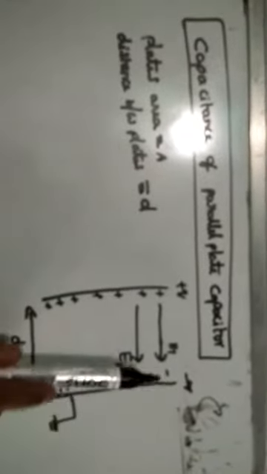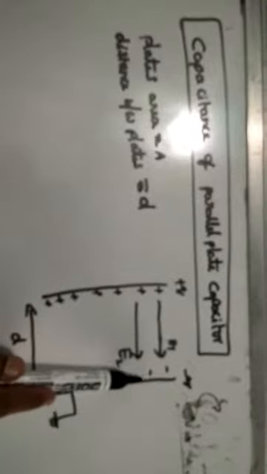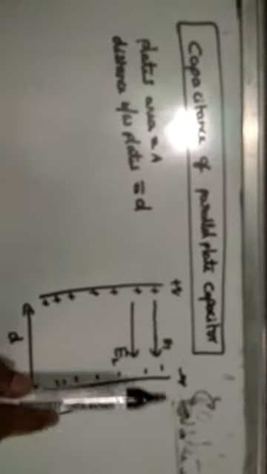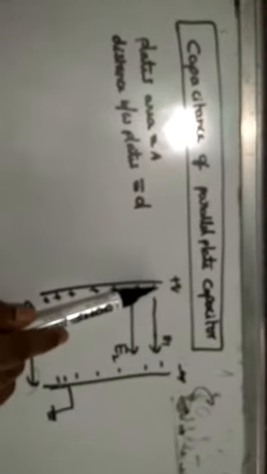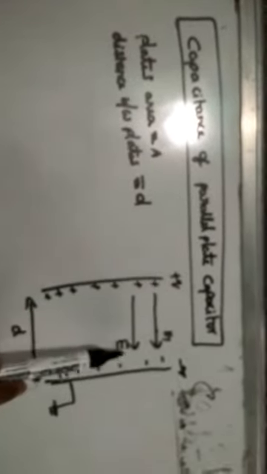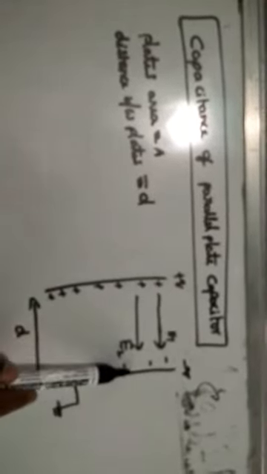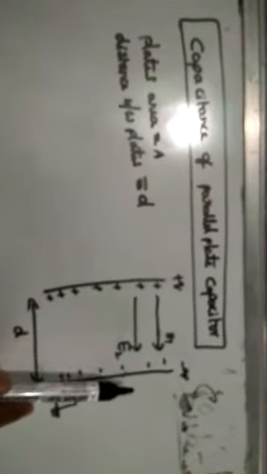Here E1 is the electric field given by the first plate. E2 is the electric field given by the second plate. What are these arrow marks? I told you E1 is the electric field given by the positive charge. Electric field given by the positive charge is away from it. E2 is the electric field given by the negative charge. Electric field due to a negative charge is towards it. So finally, due to the positive charge, what is the electric field value?